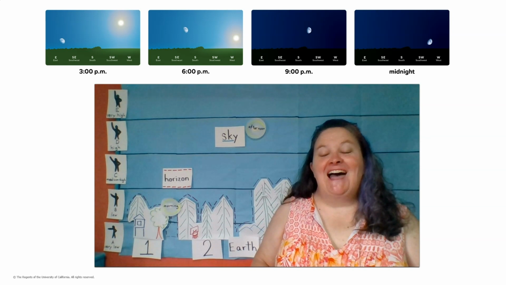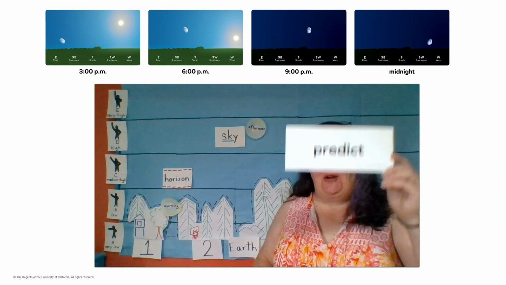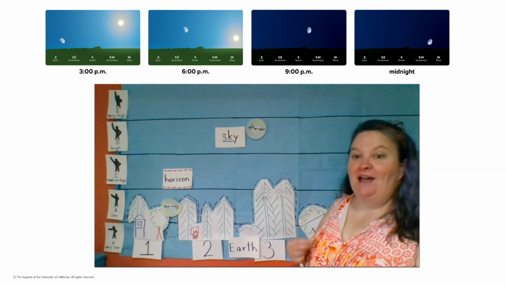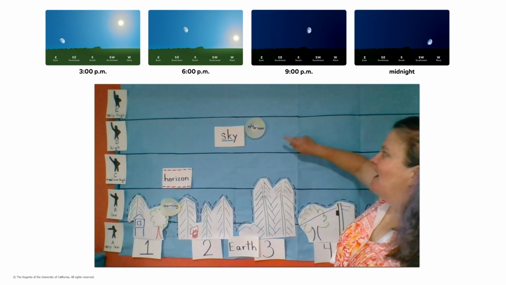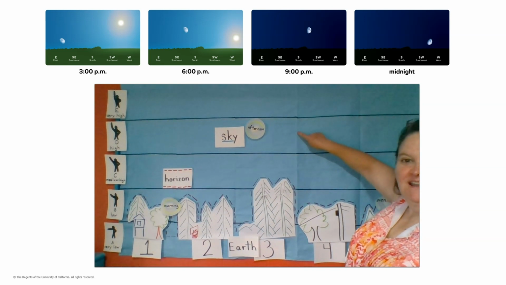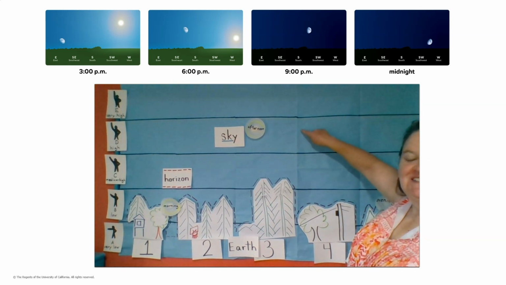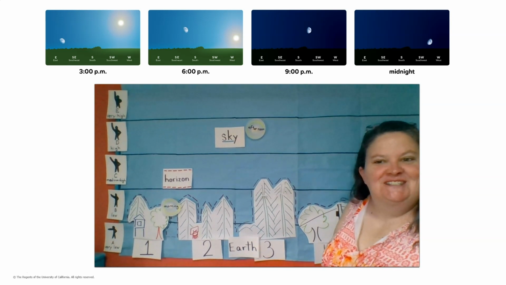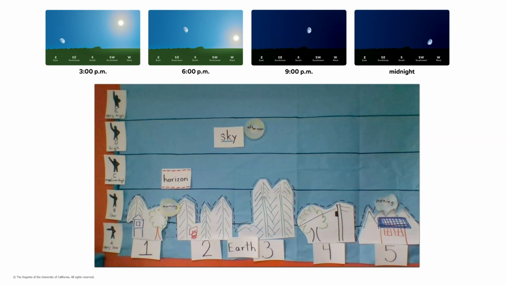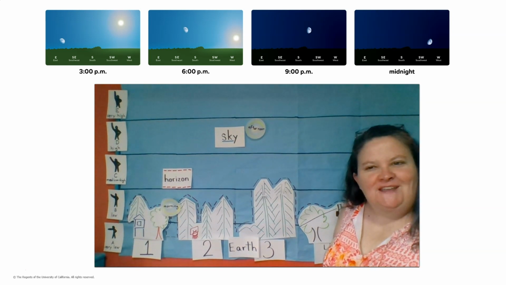Okay, this is my last question for today. Where do you predict you would see the moon a little while later if when you looked in the sky you saw the moon right here? Go ahead and point to the screen. Why do you think you would see it there?